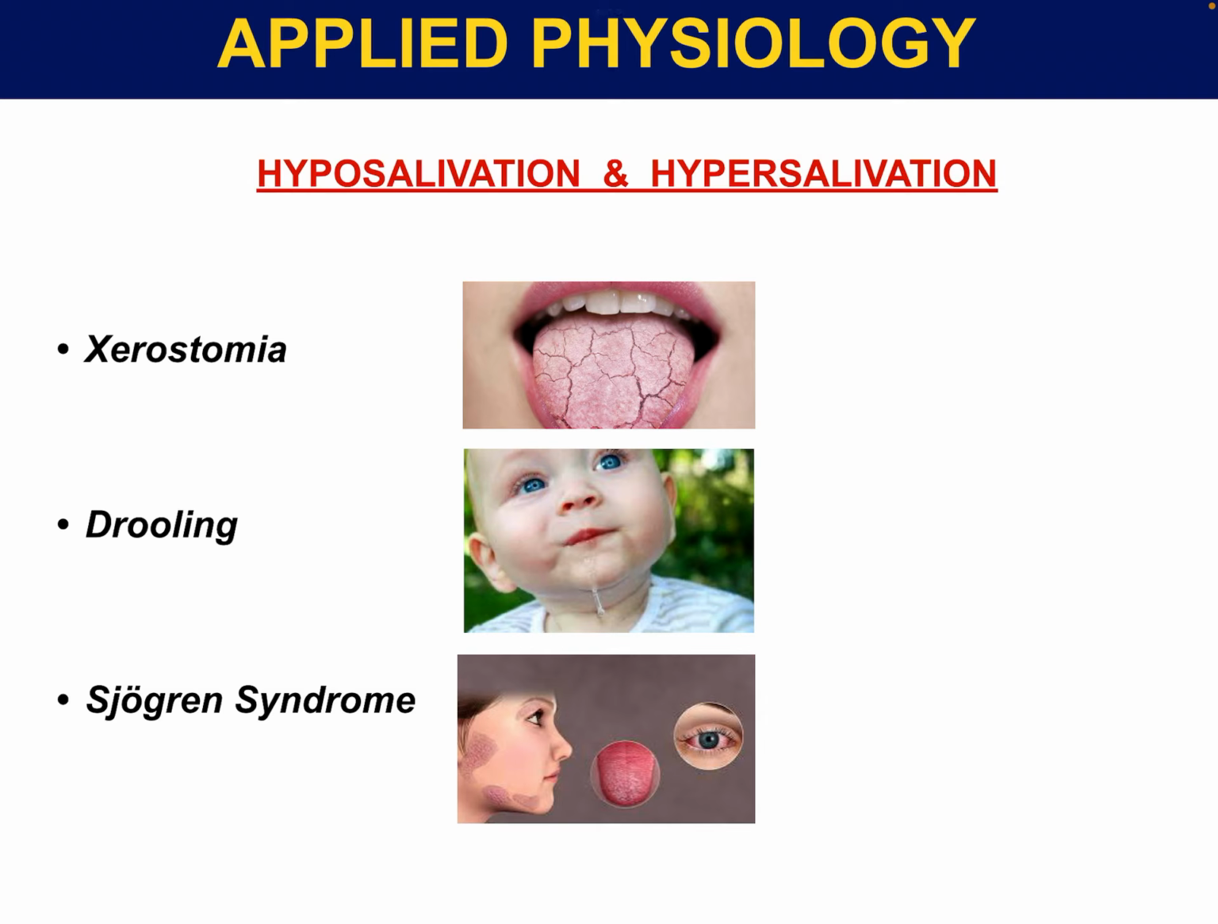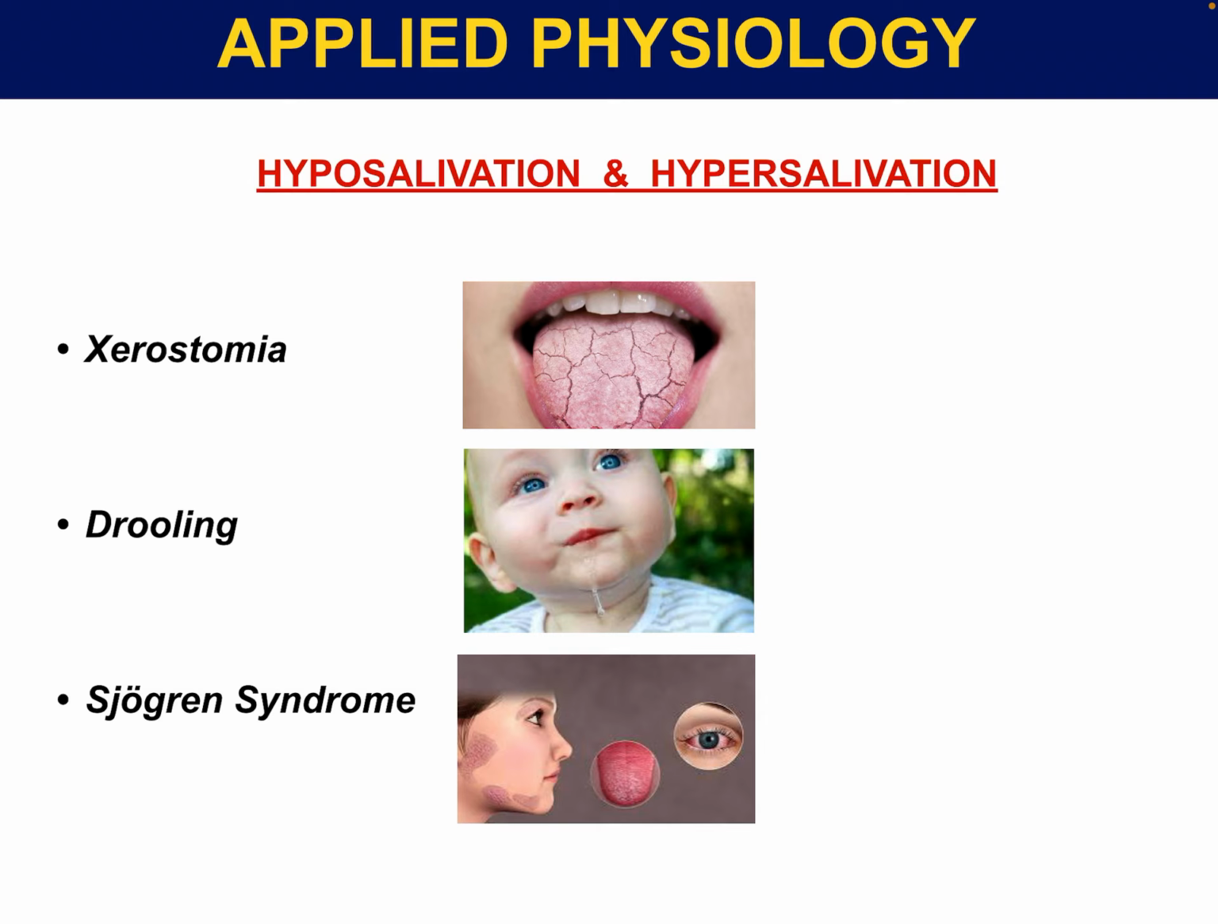Next, we are moving on to the applied physiology. That includes hyposalivation and hypersalivation. What is hyposalivation? Reduction in the secretion of saliva is called hyposalivation. It is of two types, namely temporary and permanent hyposalivation.